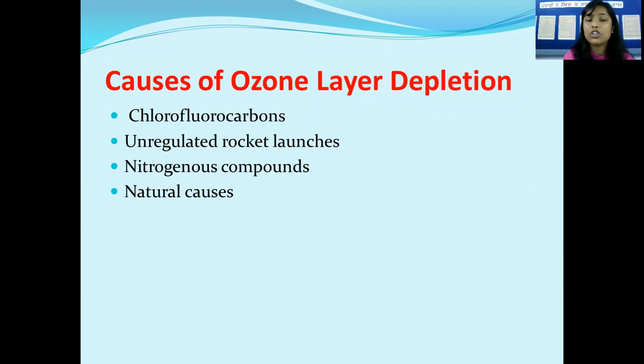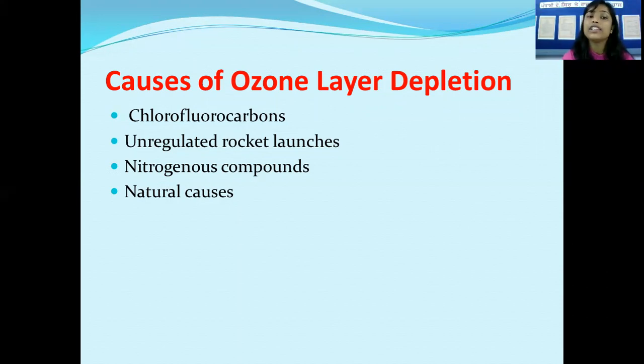When the UV light falls on these chlorofluorocarbons, they react and produce chlorine, which then affects the ozone layer. The chlorine which is being produced depletes the ozone layer.